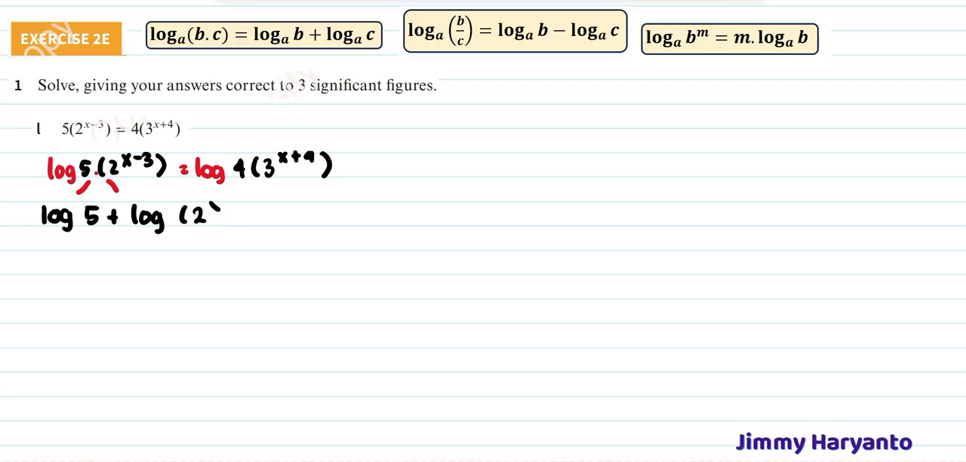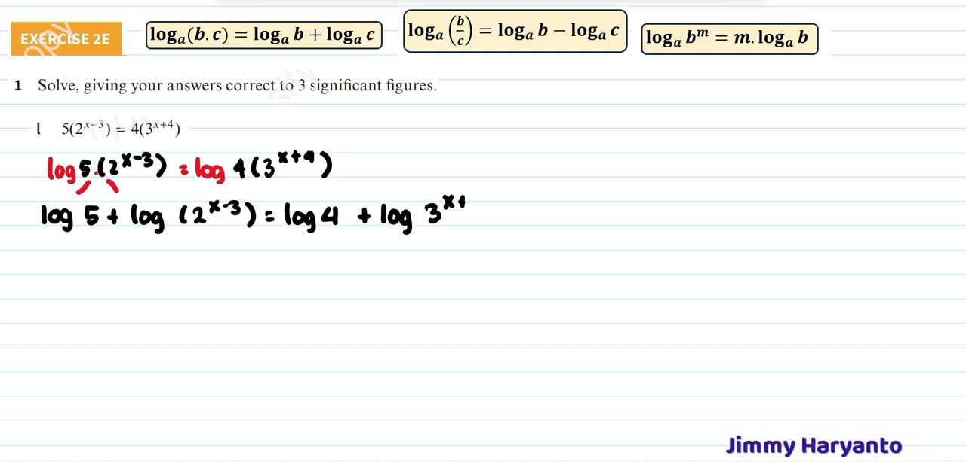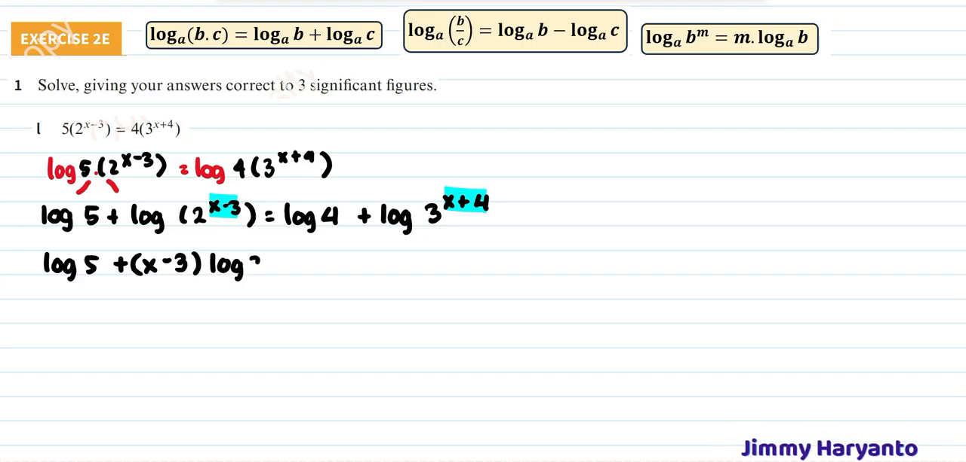Logarithm of 2 to the power of x minus 3 equals, for this one also the same, logarithm of 4 plus logarithm of 3 to the power of x plus 4. And then for the powers, you only have to move them to the front. Logarithm 5 plus x minus 3 times log 2 equals logarithm of 4 plus x plus 4 times logarithm of 3.